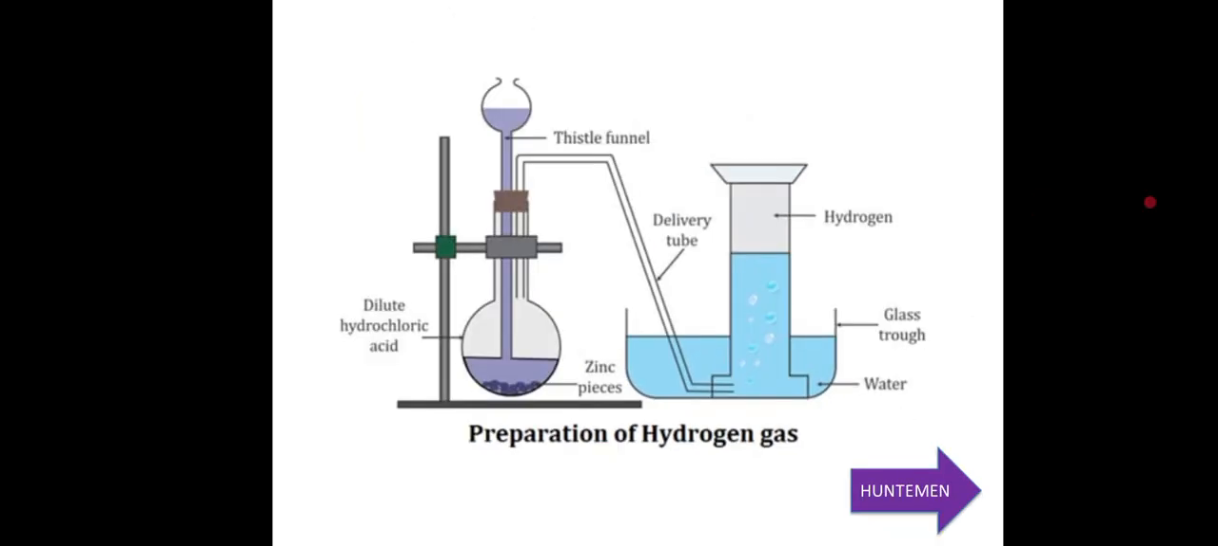Therefore, this gas, hydrogen, that is collected this way, needs to be dried. This method of collection of gas is called downward displacement of air, or upward delivery. So this image is the simplest image that describes production of hydrogen in the lab.